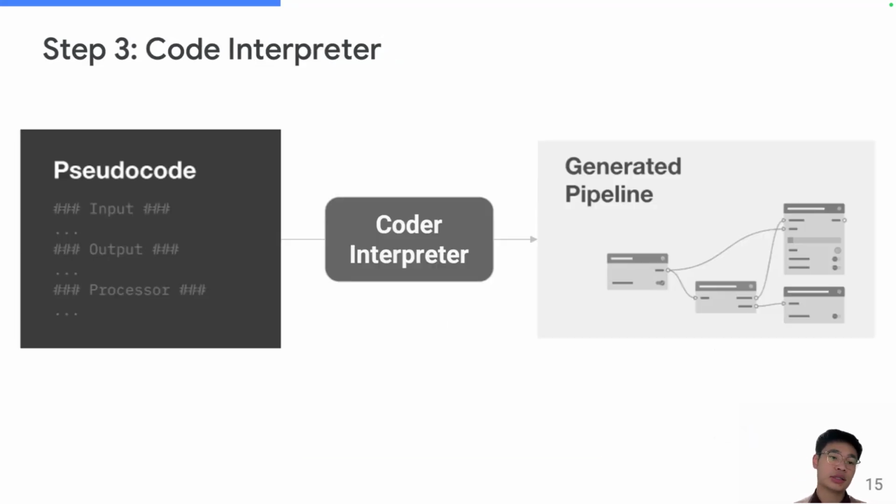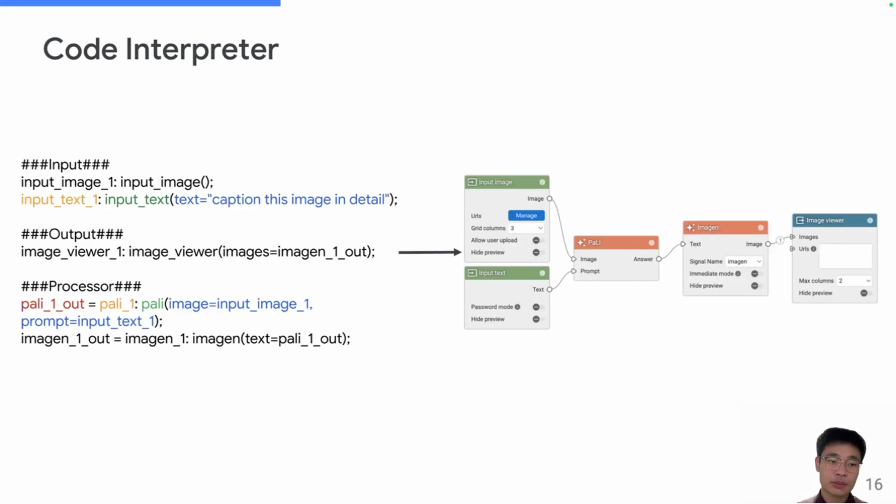Step three is the code interpreter. It takes the pseudocode generated from the previous step as input and renders the pipeline on our visual programming UI. In this example, the left side shows an example of pseudocode, and the right side shows the corresponding rendered visual programming pipeline. There are two lines in the input section, which is why we have two input nodes, one output node, and two processor nodes. The pseudocode provides enough information for us to create this graph structure of a visual programming pipeline.